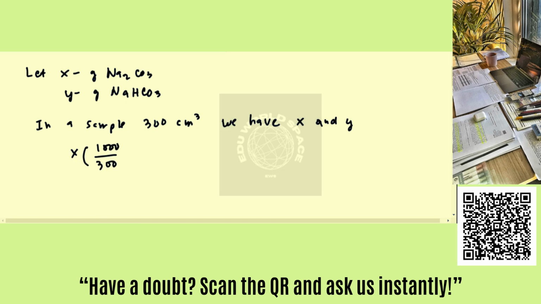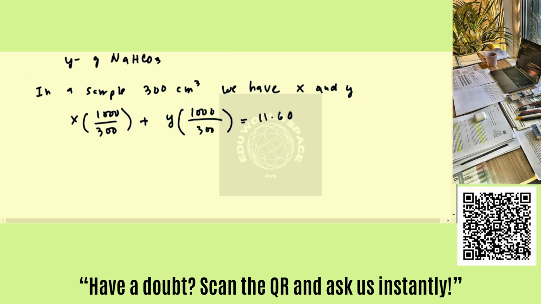X times 1000 over 300, where 1000 is the volume of the original solution and 300 is the aliquot, plus the amount of bicarbonate in the original solution, which is Y times 1000 over 300, and the sum of them is given to be 11.60. So we can rewrite this as 3.33x plus 3.33y equals 11.60.